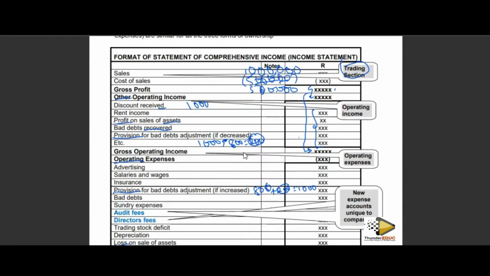If it's an increase, it is an expense. The difference, the increase is an expense. If it's a decrease, then it's income.